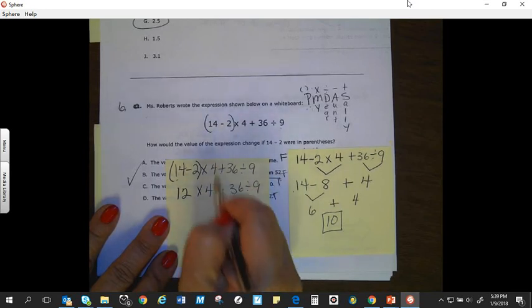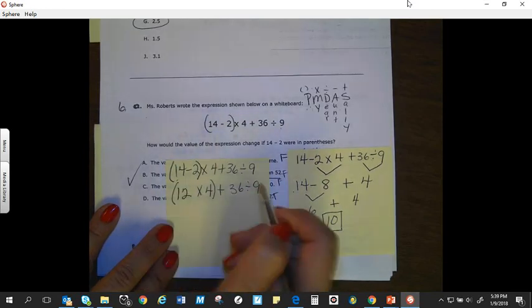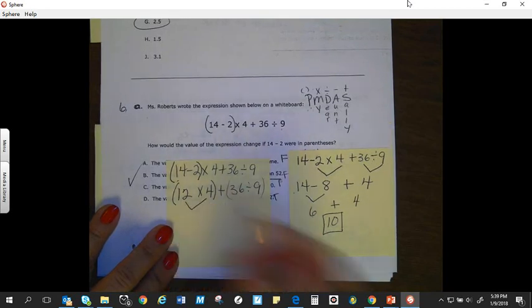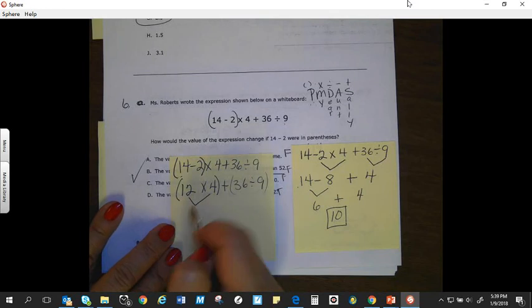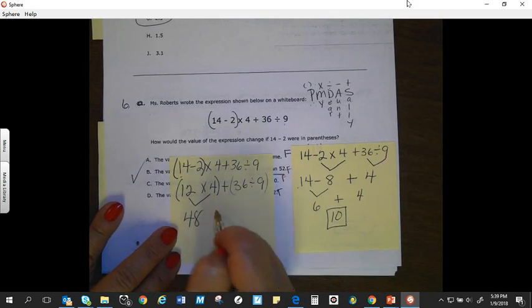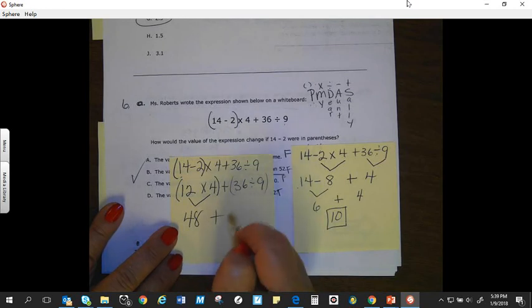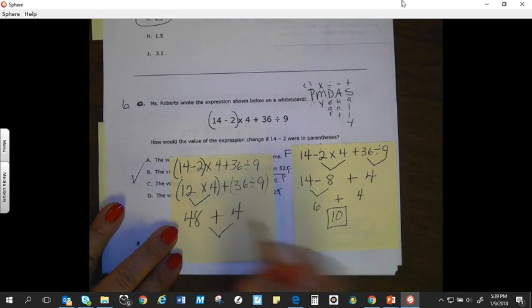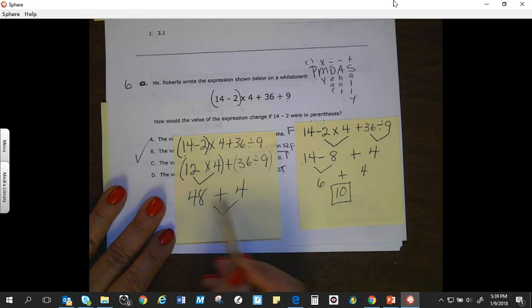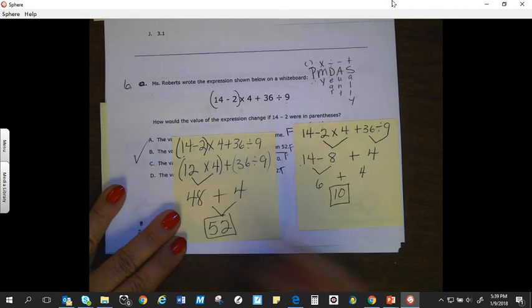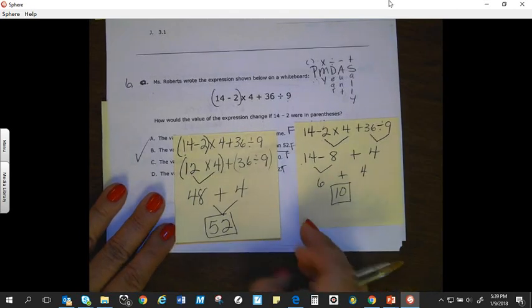So here, I have this to multiply, and I have this to divide. So I'm going to do it like this. 12 times 4 equals 48, plus 36 divided by 9 equals 4. And so this adds up to 48 plus 4 equals 52. Okay? All right, now let's take a look at our answer choices.